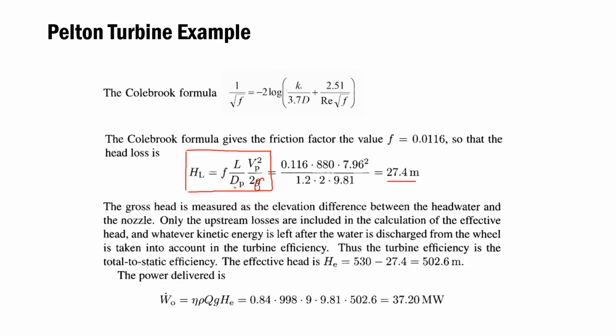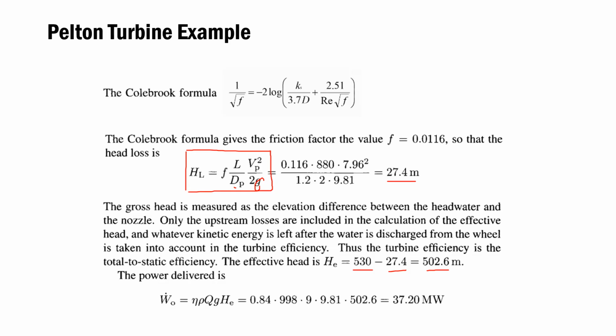Now we can calculate the effective head, which equals the elevation of water, which we can get from the question, equal to 530 meters, minus the head loss due to friction, which we just calculated, equal to 27.4. So we get the effective head equal to 502.6 meters.